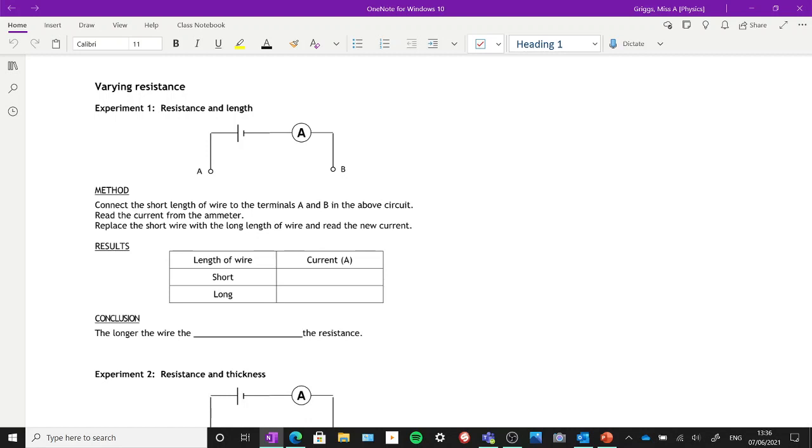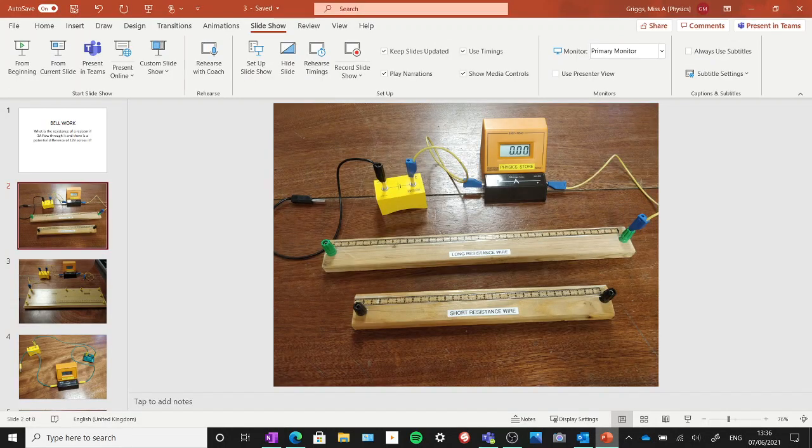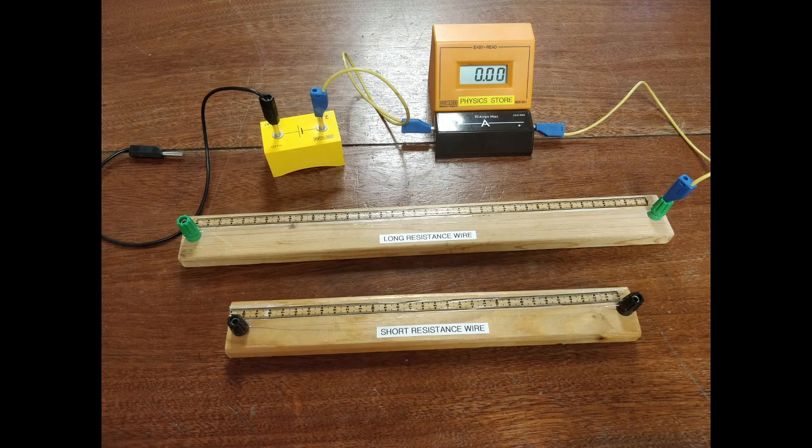Now, normally, I would get you all to do a circus of activities, but we can't do that at the moment. So what I'm going to do is show you pictures of each experiment, and then you're going to do the experiment that's on your desk. Then you're going to explain to the rest of the class what's happening. Okay?